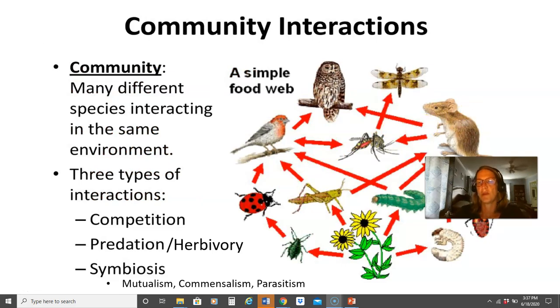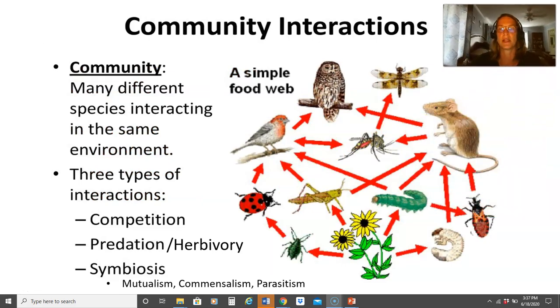So we've defined community before, but we're going to define it again because community interactions and species interactions are pretty much the same thing. If you remember, a community is different populations of different species interacting with each other in the same environment. So species interactions, if species are interacting with one another, that means they must be in the same community. So a good example of a community interaction is a food web.